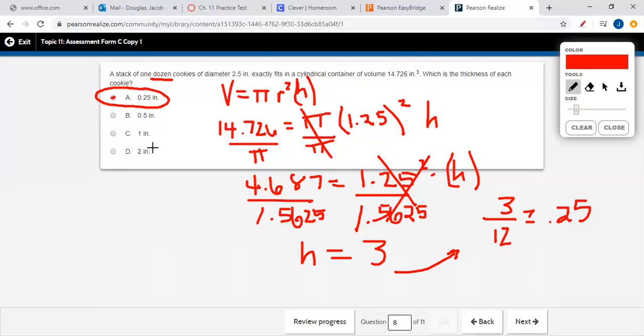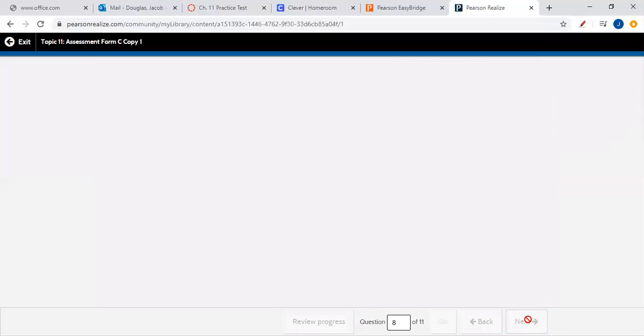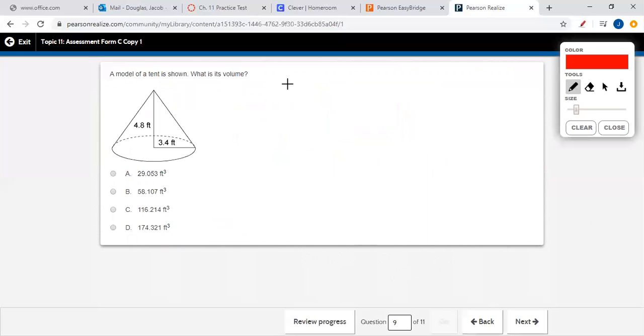That's how you do number 8. Moving on to number 9, a model of a tent is shown. What is the volume? This is straightforward. You simply get the formula for the volume of a cone, which, remember, is 1/3 pi r squared times h. So volume is 1/3 pi r squared times h.